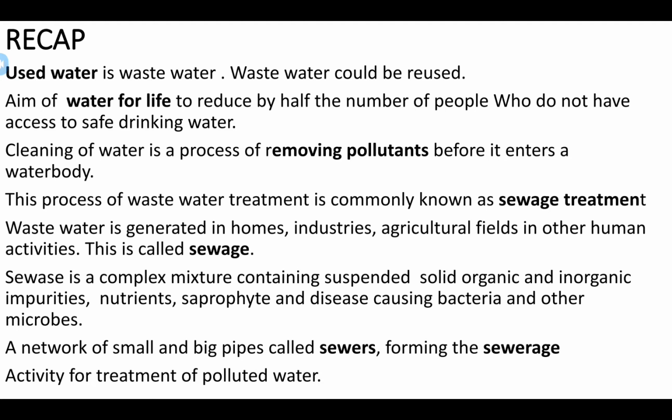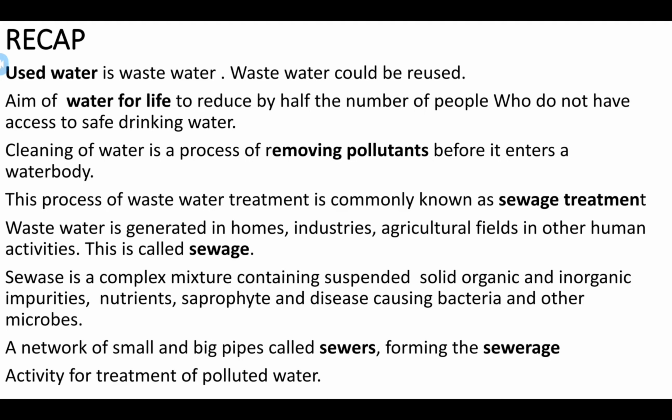What is sewage treatment? The process of wastewater treatment is commonly known as sewage treatment. Then what is sewage? Sewage is nothing but the wastewater generated in homes, industries, agricultural fields and other human activity. Then what are the pollutants of sewage? It is a mixture of suspended solids, organic and inorganic impurities, nutrients, and saprophytes. You learnt this in lesson 1. Saprophytes means algae and fungus, bacteria, disease causing bacteria and other microbes.